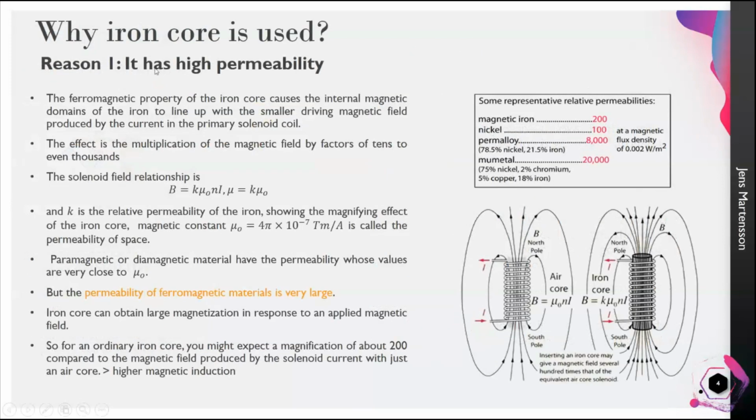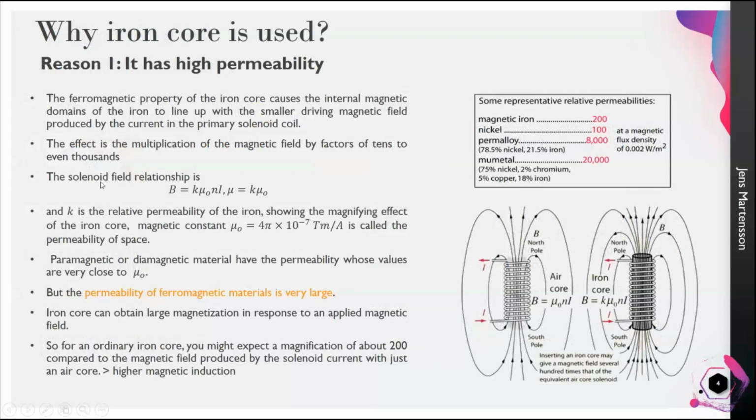So there are three reasons why we are using an iron core. Firstly, it has high permeability. In fact, the ferromagnetic property of the iron core causes the internal magnetic domains of the iron to line up when a small driving magnetic field is produced by the current in the primary coil. The effect is that the magnetic field can be multiplied by factors of tens and even thousands.